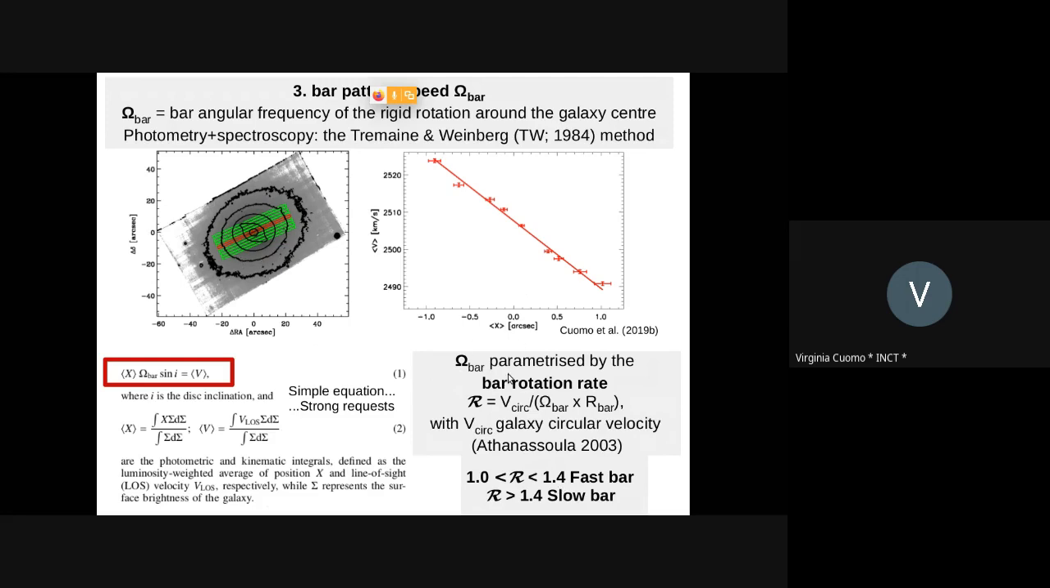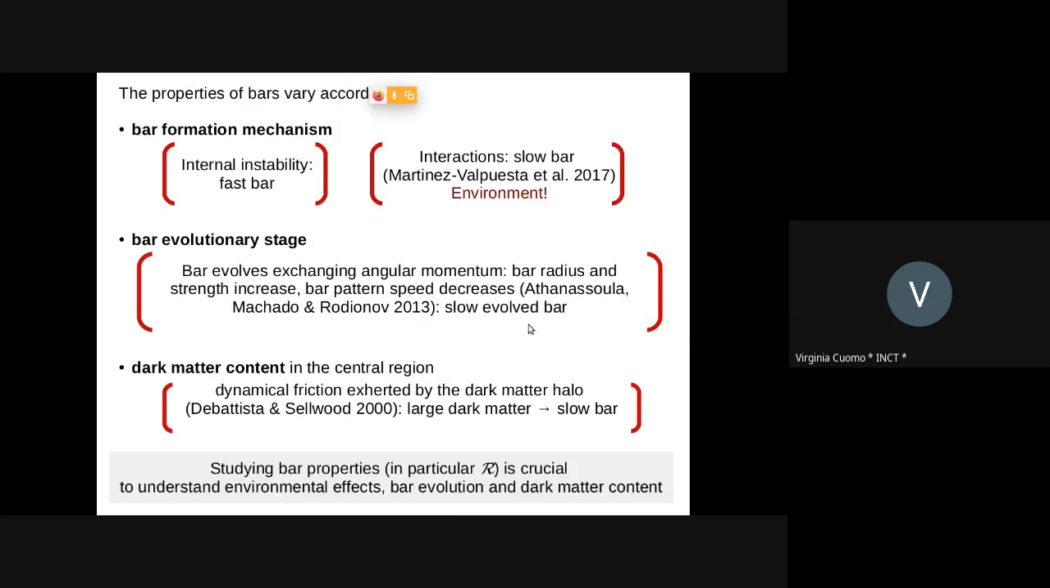The bar pattern speed is usually parameterized by the bar rotation rate, which is given by the ratio between the bar radius and the corotation radius, defined from the circular velocity of the galaxy and the bar pattern speed. So we need both the bar pattern speed and the bar radius to define this bar rotation rate. And this allows us to distinguish between fast and slow rotating bars. In particular, a fast bar has a bar rotation rate between 1 and 1.4, while a slow bar has a bar rotation rate larger than 1.4.